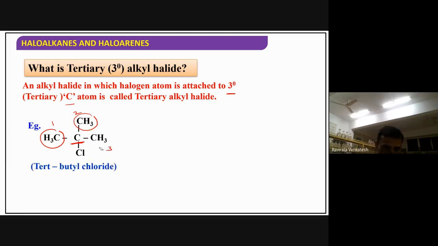Now, what should be the nomenclature here? Tertiary. Generally we call it tertiary, shortcut tert, and we can write butyl. Why? Because the total number of carbons is 4: 1, 2, 3, 4. For common nomenclature, if you have 4 carbons, the name you use is butyl. If you have 3 carbons, propyl; 2 carbons, ethyl; 1 carbon, methyl; 5 carbons, pentyl. This is for common nomenclature. So, tertiary butyl chloride. What about the IUPAC nomenclature?